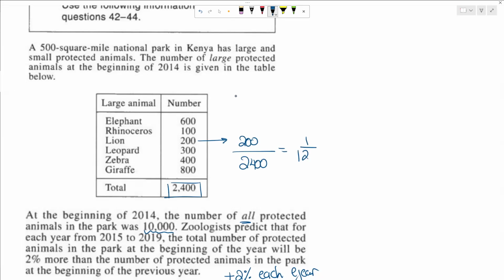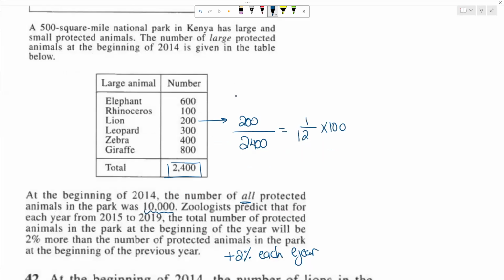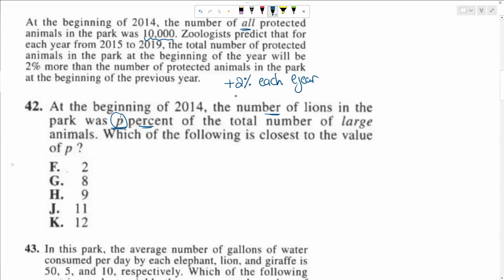Now 1 over 12 is a fraction. If we need to translate it to a percentage, I'll just need to multiply that by 100. This would get you 8.3%. When we go back here, which of the following is closest to the value of P? If it's 8.3%, then it would be closest to 8%, not the 9%. G is the correct answer, because 3 is less than 5, so I can't approximate 8 to the bigger. I have to approximate it down, or leave it as it is. Does that make sense?